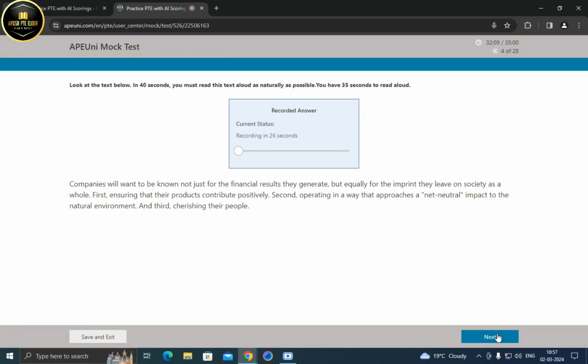Companies will want to be known not just for the financial results they generate, but equally for the imprint they leave on society as a whole. So, the complete line should be spoken till the full stop. Don't breathe or don't pause in between. First, ensuring that their products contribute positively. Second, operating in a way that approaches a net neutral impact to natural environment. And third, cherishing their people.